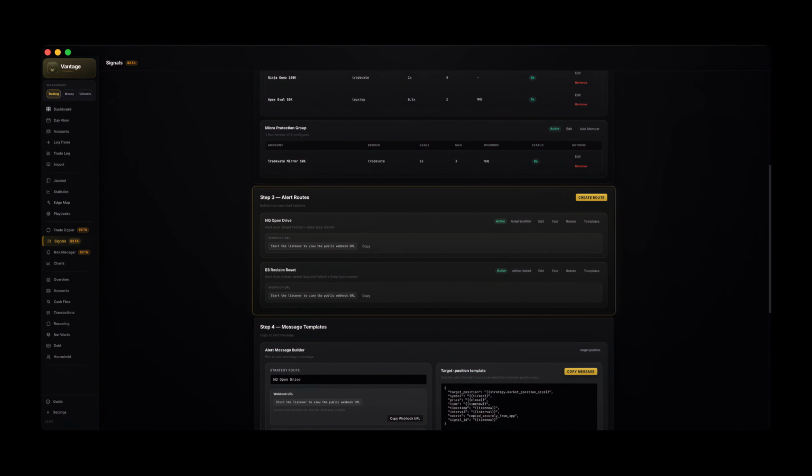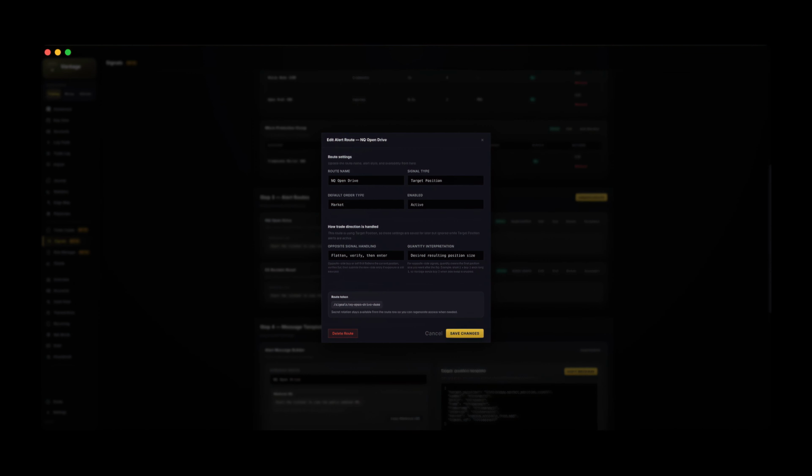The important setting here is the signal behavior. Some routes are target position based, meaning the alert is trying to get the account to a final position size. Other routes are delta based, meaning the alert is treated like a literal order instruction. That difference matters because it changes how flips, reductions, and exits should be interpreted.